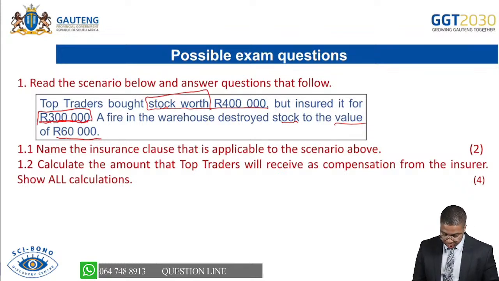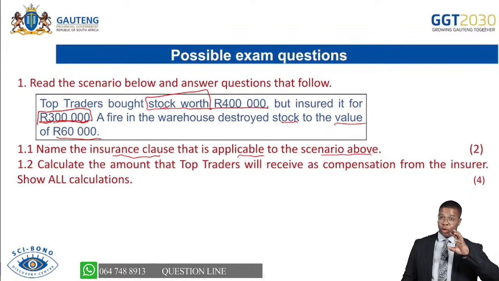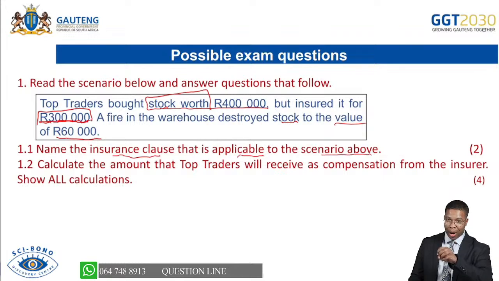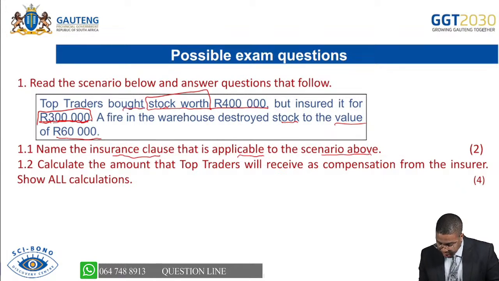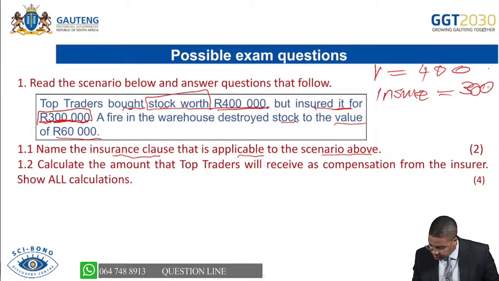Now, let's go to the question. Name the insurance clause that is applicable to the scenario above. The clause should be very clear. There's only one stipulation that is applicable when goods are underinsured. In this case, Top Trader has stock for 400,000, but decides to insure the stock for 300,000. Therefore, the value is not equal to the insurance amount. Therefore, we call this underinsurance.